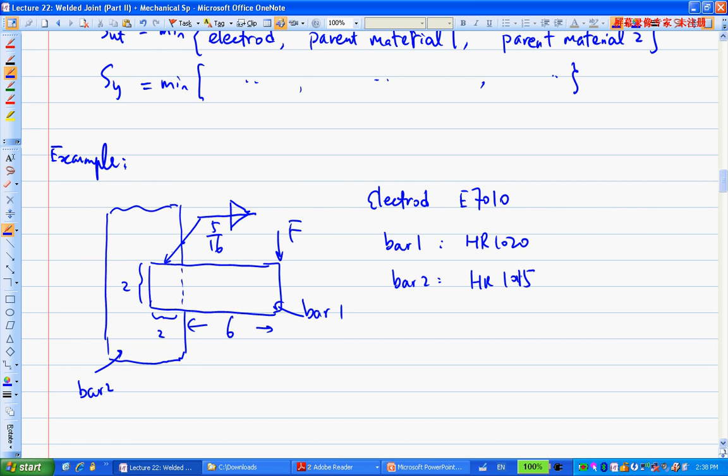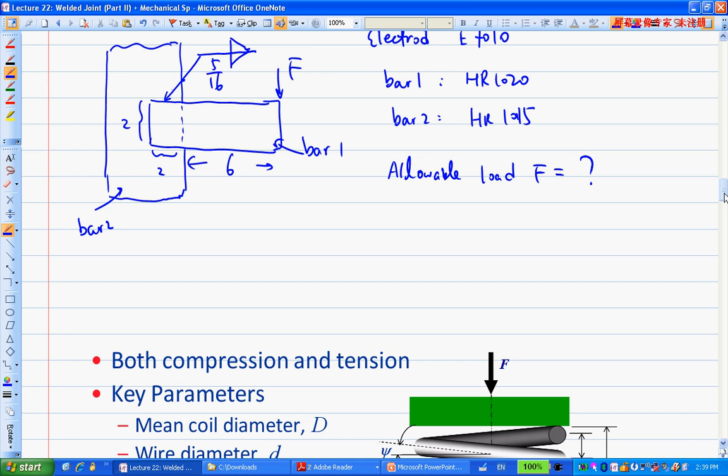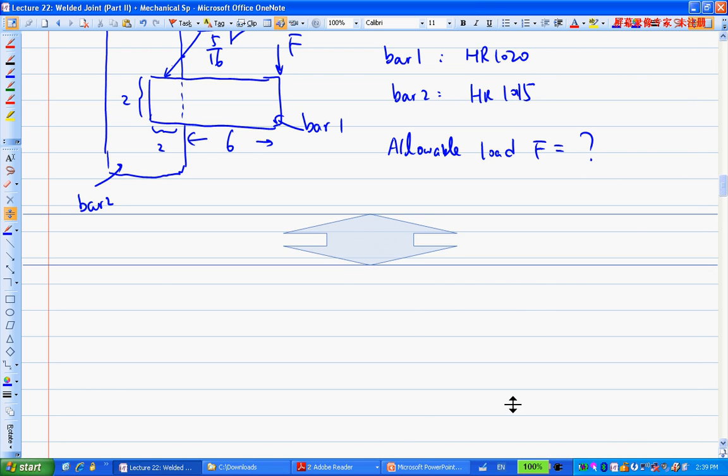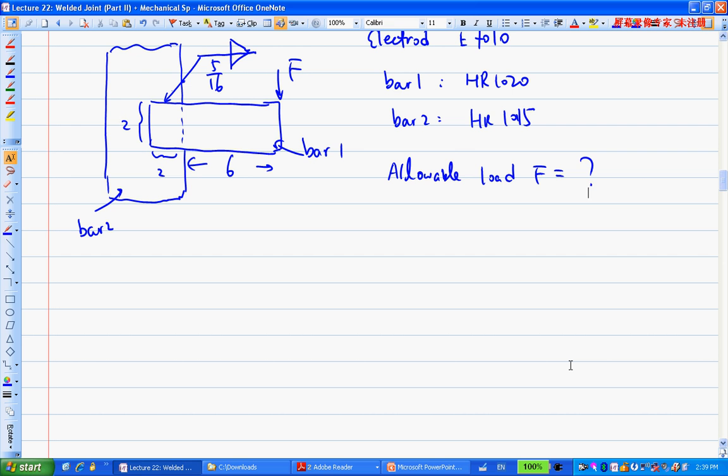Right. Now the question here is, what will be a suitable force F? What's the allowable load? What will be the allowable load F based on this given information? So let's look at this question here. That's a typical question that can appear in the final exam in terms of the welded joints.